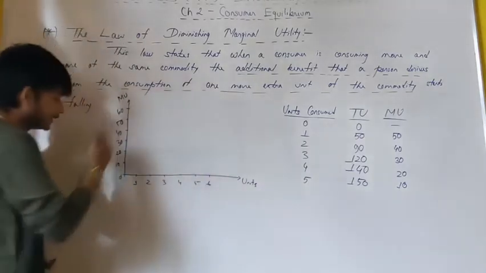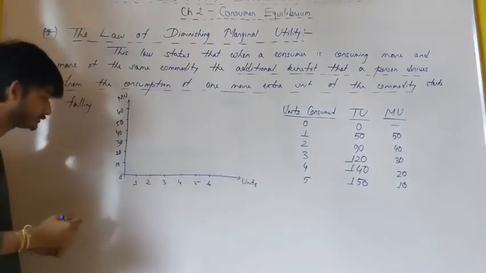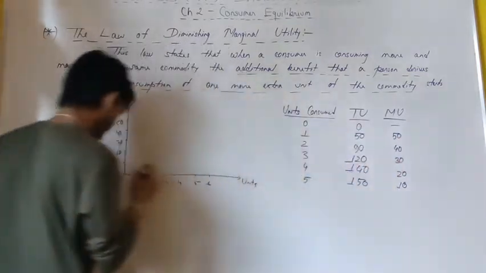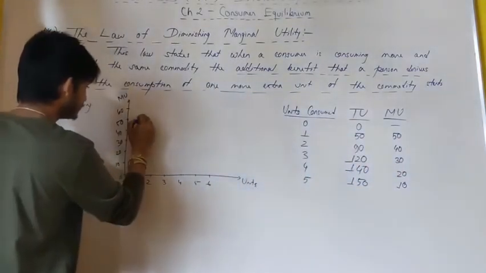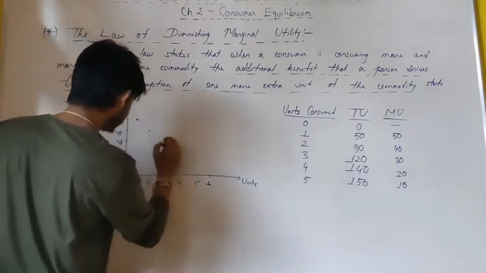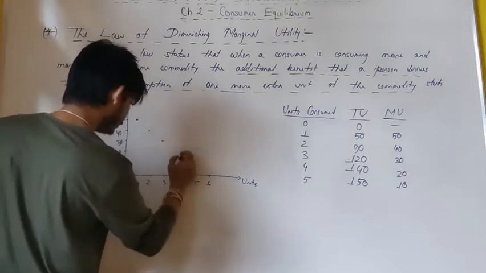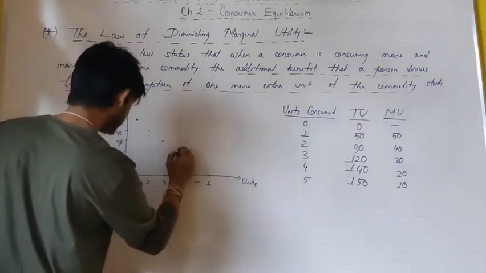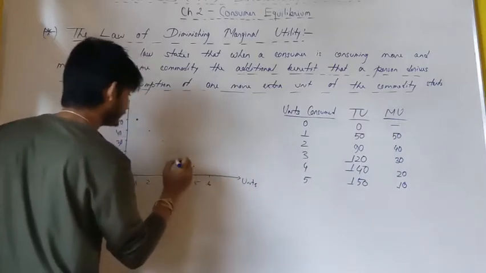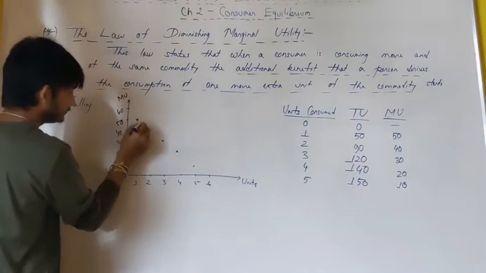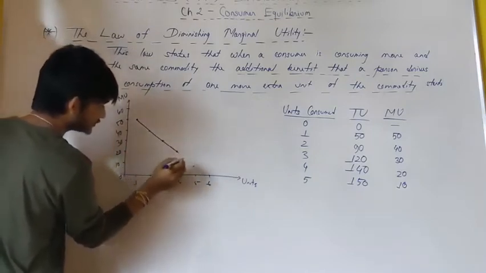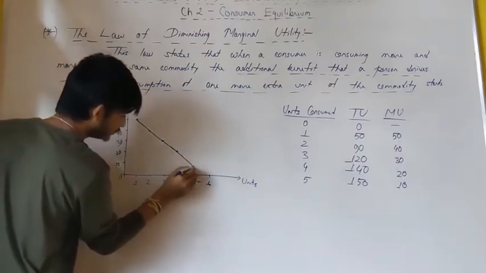So now let's plot marginal utility against units consumed. For 0 it's nil, for 1 it is 50, for 2 it is 40, for 3 it is 30, for 4 it is 20, for 5 it is 10. Now let's join all these dots. We will get a straight line sloping downwards.